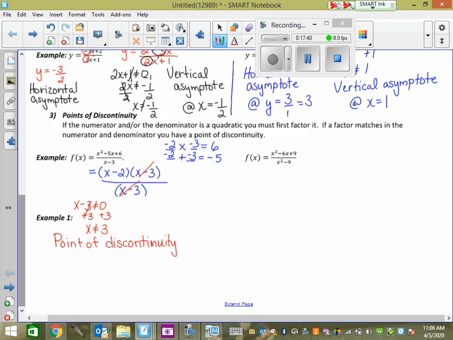So point of discontinuity. So it's going to be at 3 and something. We need a something because it's a point of discontinuity. We need a y. How do we find the y of a point of discontinuity?